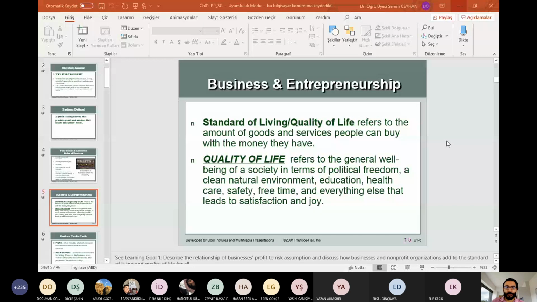That's right. Okay, this is the quality of life. It refers to the general well-being of society in terms of political freedom, education, healthcare, safety, free time, and satisfaction of life, joy, everything you can put down. And businesses are contributing a lot to it, right?